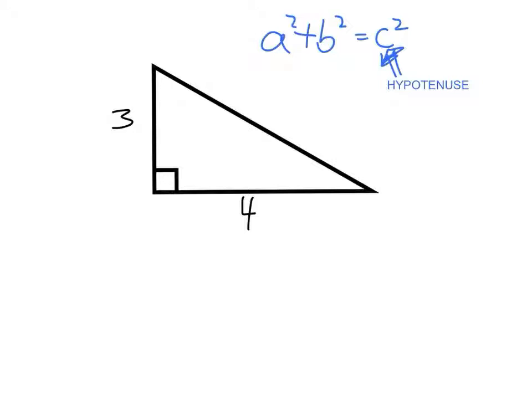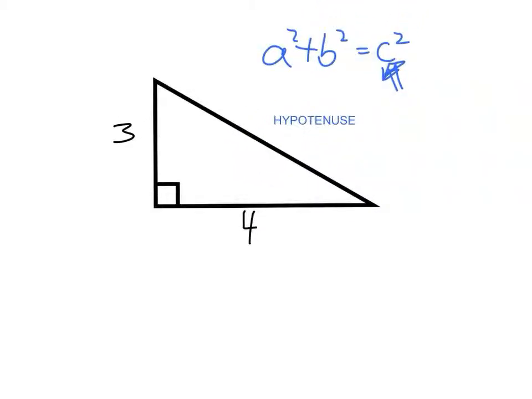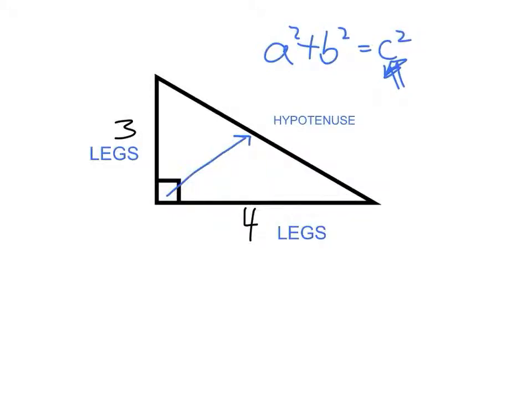So c is the hypotenuse, and the hypotenuse has got to be across from the right angle of the right triangle. So that's the long side has to be the hypotenuse. The other two sides are legs. So in this problem, we're looking to find c.